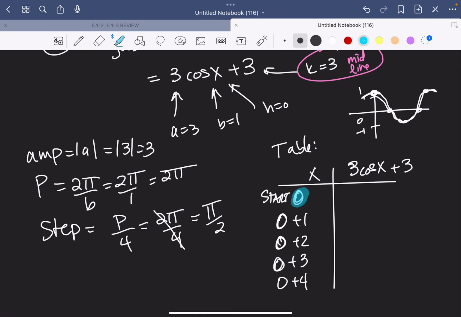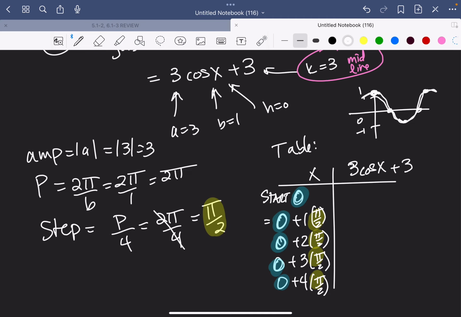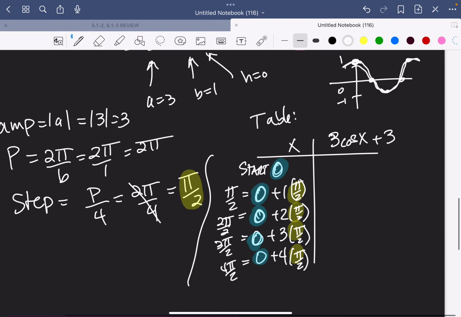So there's our starting point. And each time our step is going to be pi/2. Right? So we take 1 pi/2 steps, plus 2 pi/2 steps, plus 3 pi/2 steps, plus 4 pi/2 steps. So that means we're going to go from 0 to pi/2 to 2 pi/2, or pi, to 3 pi/2, and then to 4 pi/2, right? Which is the same as 2 pi.